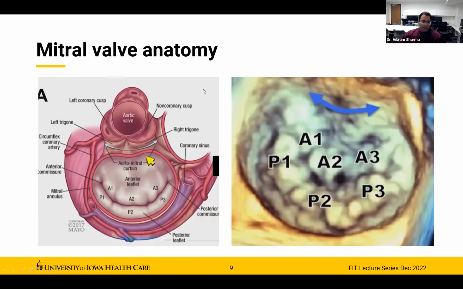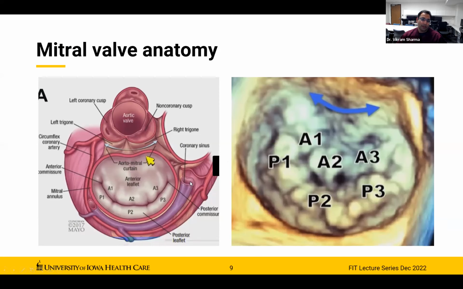So the mitral valve anatomy, I think we're all very familiar with it, but I will mention this briefly. The mitral valve is in close proximity to the aortic valve right behind it, separated by the aortomitral curtain. The mitral annulus is kind of like a saddle-shaped structure. It's not really circular. And then we have the anterior and posterior leaflets divided into the respective 3 segments. And at the 2 ends, we have the anterior and posterior commissure.